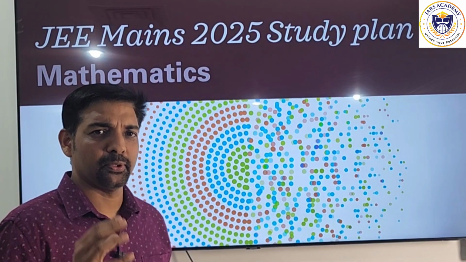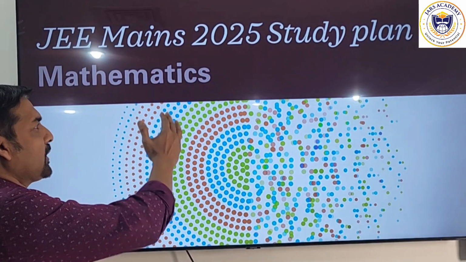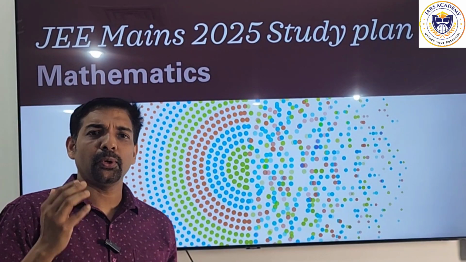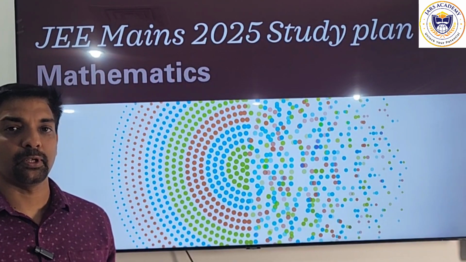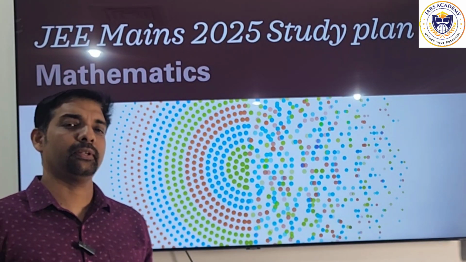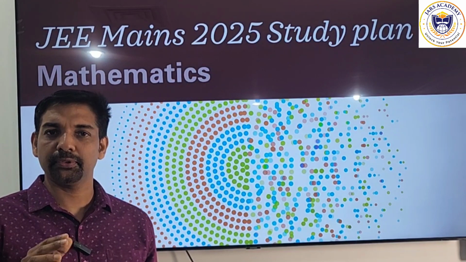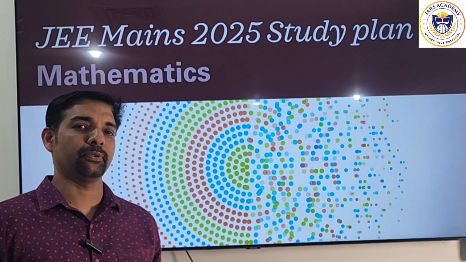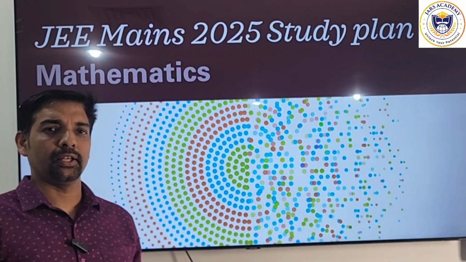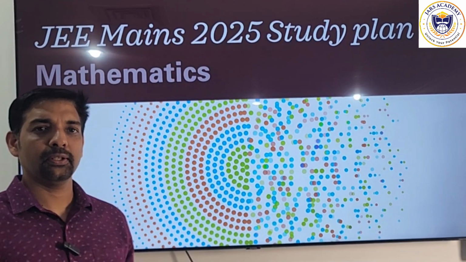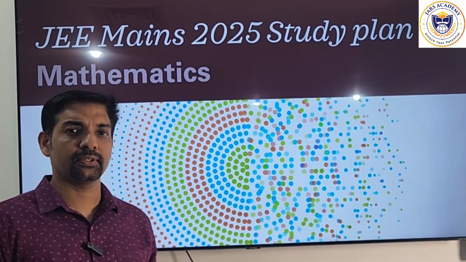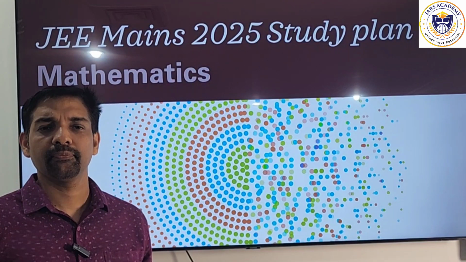So in this video, I'm going to explain the JEE Mains 2025 Mathematics Study Plan. As you all know, the JEE Main examination will be held in two phases. The first phase is in January 2025 and the second phase will be after the board examination in April 2025. Students can attempt both phases, and the best of the two will be taken for admissions in premier institutions in India like NITs, IITs and IIITs.